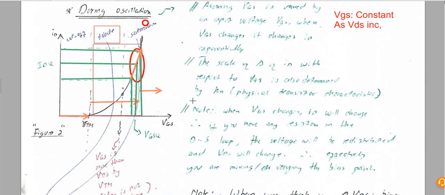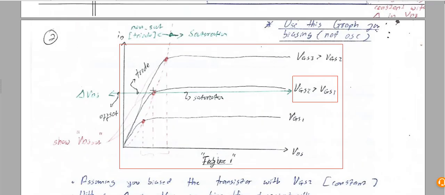Okay, so let's leave it here. In the next video, I'm going to be explaining the relationship between this graph, which is basically the features of a transistor, and us having a circuit.